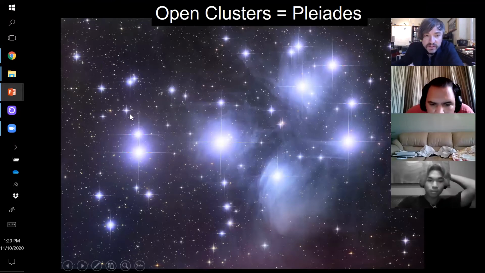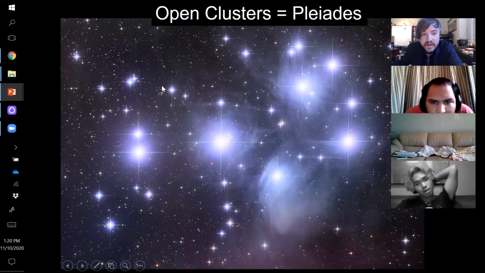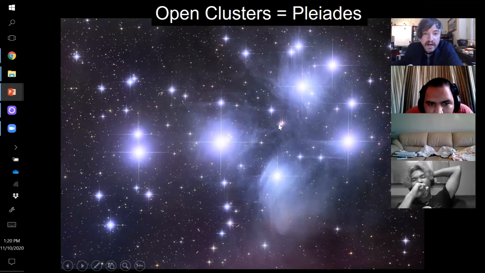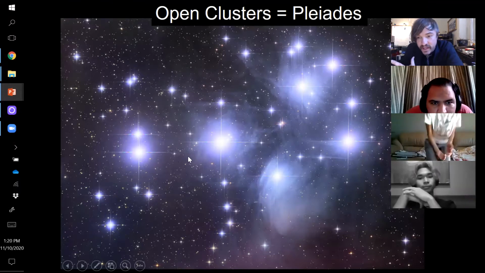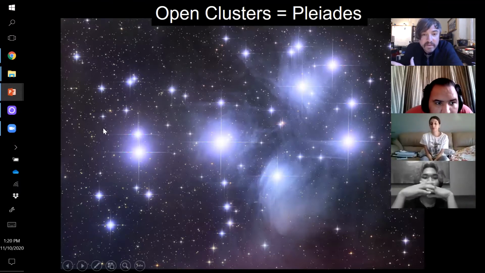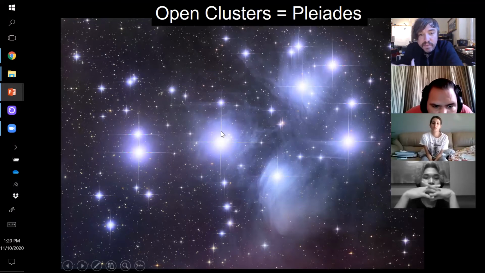So open clusters are usually formed of maybe 30 to 50 bright blue stars. They're found in the disk of the galaxy where star formation takes place. So you might get a clump of maybe 50 to 100 bright blue stars. These are young star clusters.